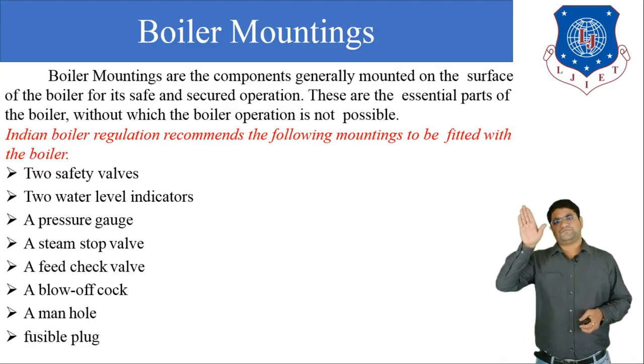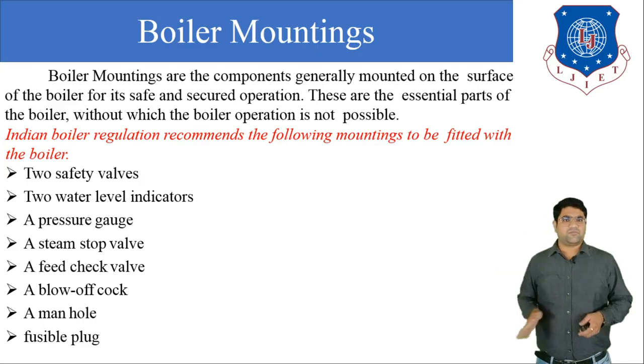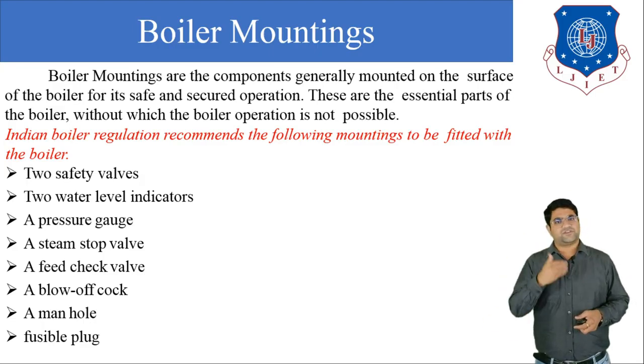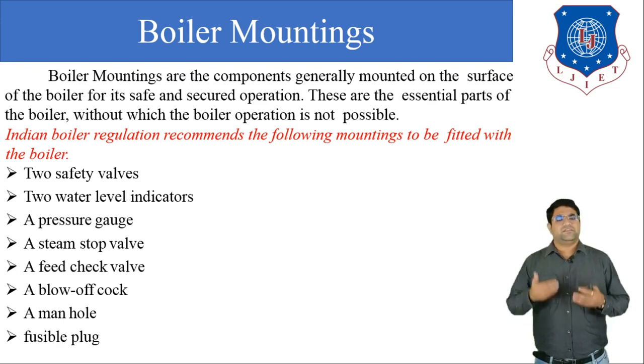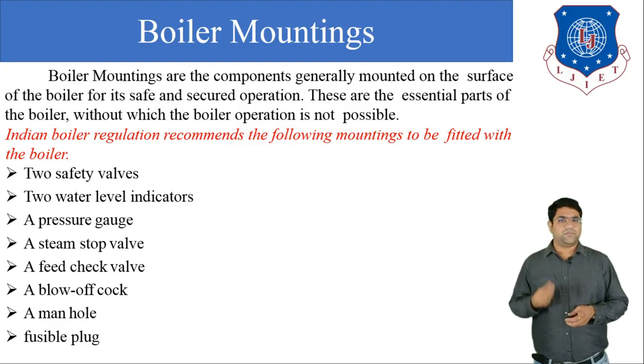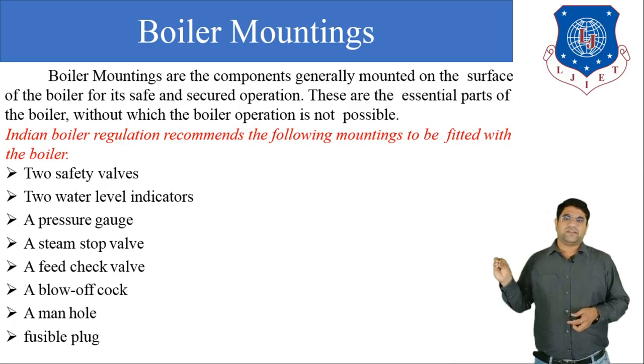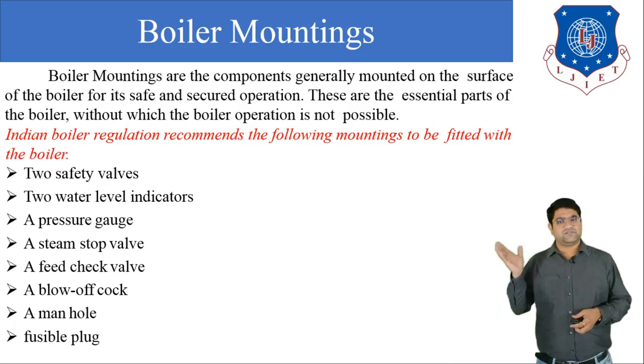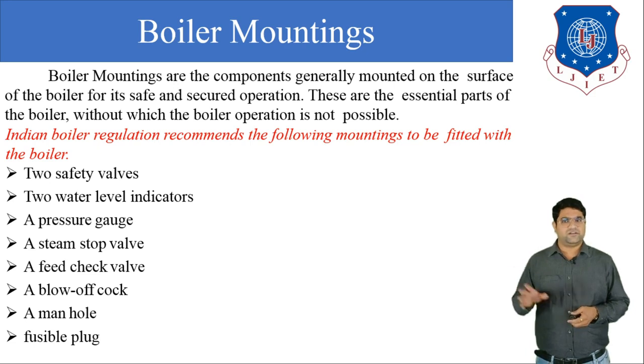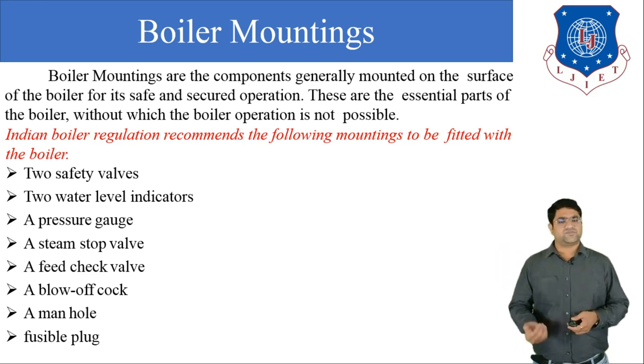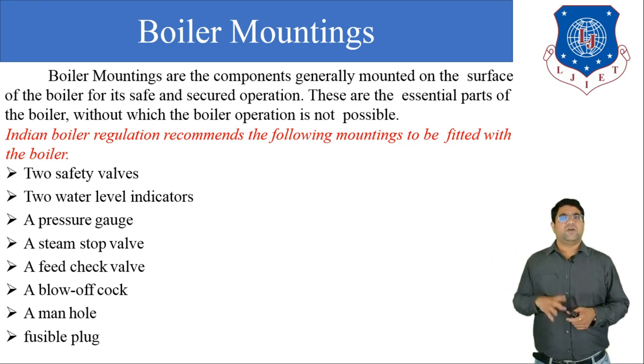We know the function of all these boiler mountings. We know that the safety valve is used for the safe and secure operation of the boiler. Whenever the pressure inside the boiler reaches a higher level, this safety valve operates and it eliminates the chances of explosion of the boiler. Second is the water level indicator. We know it is used to measure the level of water. Third is the pressure gauge, which is used to measure the pressure inside the boiler.